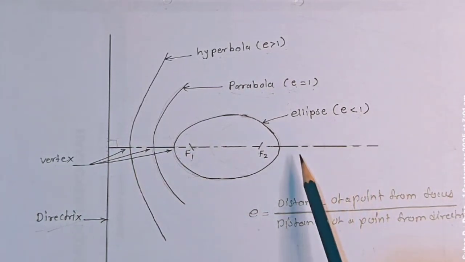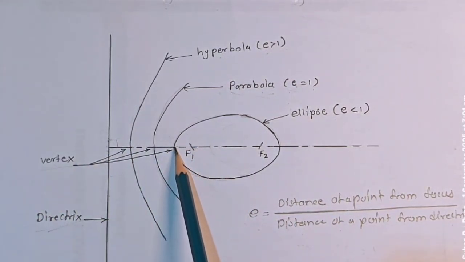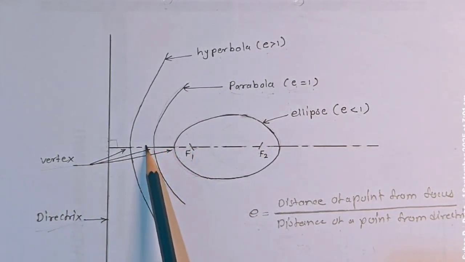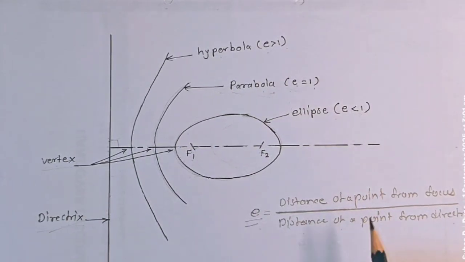Next is vertex. The point at which the curve intersects the axis is known as vertex. Last most important term is eccentricity. It is the distance of a point from focus to the distance of a point from directrix. It is the ratio of these two.